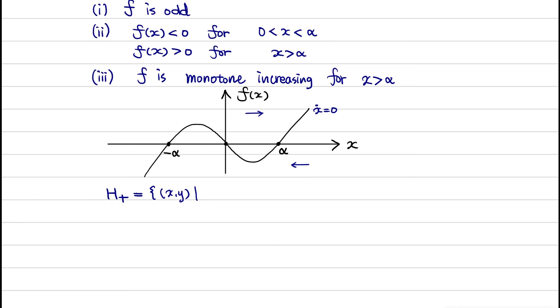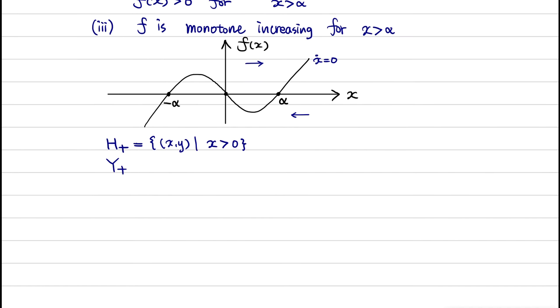We will define the right half plane to be H plus. H plus is all the coordinates where x is positive, and H minus is of course the other side. And we will define Y plus to be the positive y-axis, so it's (0, y) for all y positive. And Y minus will be the negative side of the y-axis, so it will also be (0, y) for y negative.